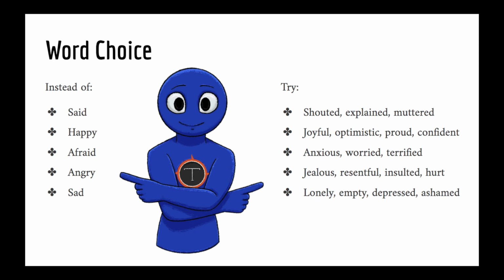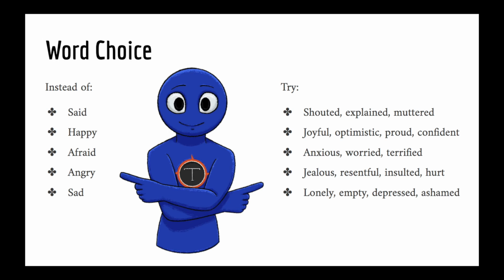A lot of times when writing dialogue, people use said way too much. It'll be he said this, she said that, they said this, they said that. And it's just not very descriptive. You don't know how they're saying those words, and you can't hear them because they're on paper. So when you're writing dialogue, you want to think about what the characters are feeling when they say something and how they say it. So instead of said, you can use words like shouted, explained, or muttered, depending on how in your head the characters are saying these words.